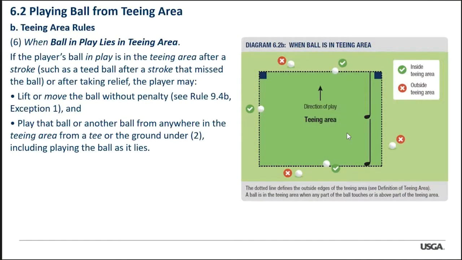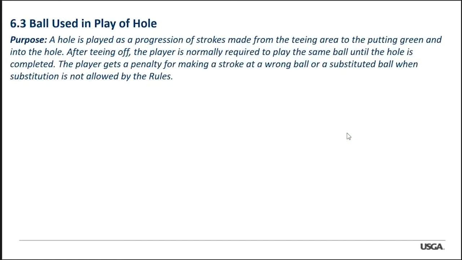Okay, ball used in the play of the hole. And there's a specific purpose listed with this rule because we're talking about substitutions being a little bit more free now. So the purpose really kind of hits that. A hole played is a progression of strokes made from the teeing area to the putting green and into the hole. After teeing off, the player is normally, there's an important word there, normally required to play the same ball until the hole is completed.